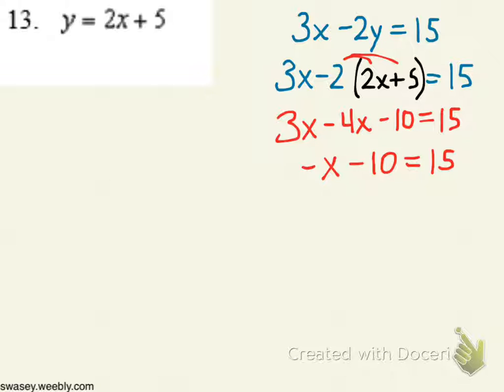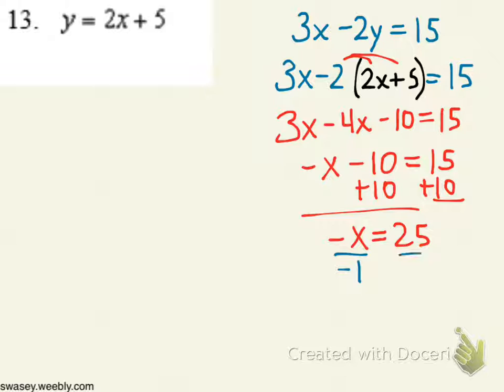Now to get rid of the minus 10, add 10 to each side. And so you get 25 on the right side. Negative x equals 25. To get rid of multiplying by a negative 1, we can divide both sides by a negative 1. And so we get x equal to negative 25. We found x, now we need to find y. So we'll take this and plug it back in.